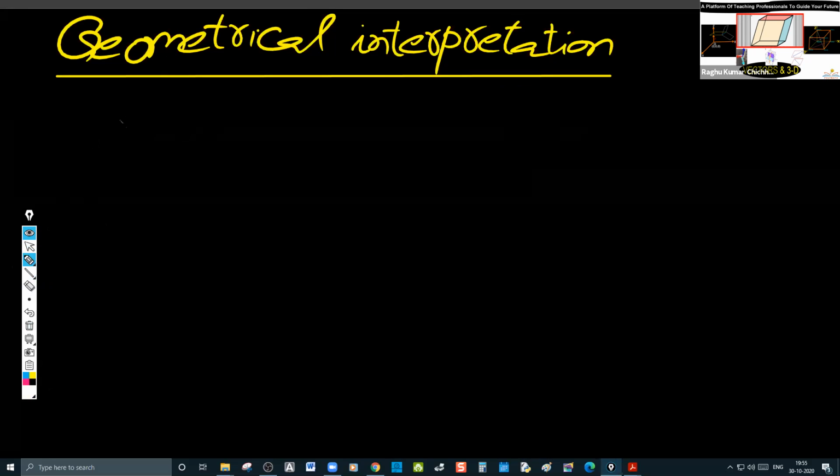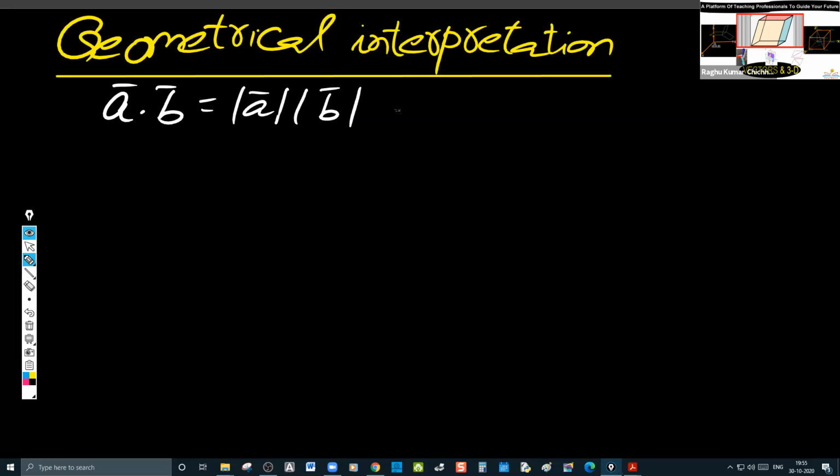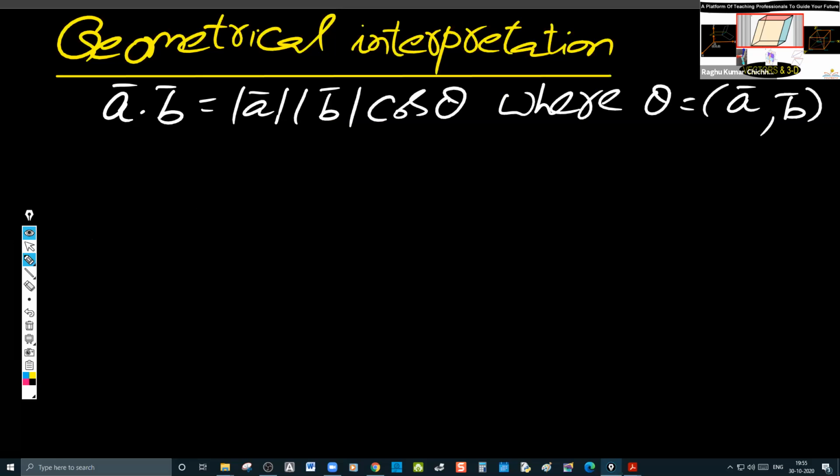What is the dot product here? Just now we have seen the definition: A bar dot B bar is equal to mod A bar into mod B bar into cos theta, where the angle between A bar and B bar is taken to be theta. Listen to this carefully. It is very easy to understand. We are just seeing the geometrical meaning, the geometrical interpretation of this.